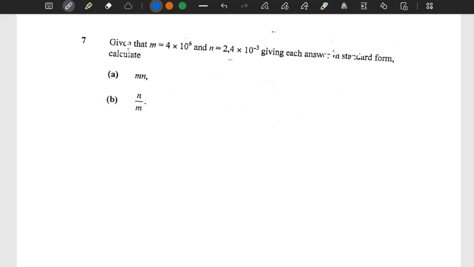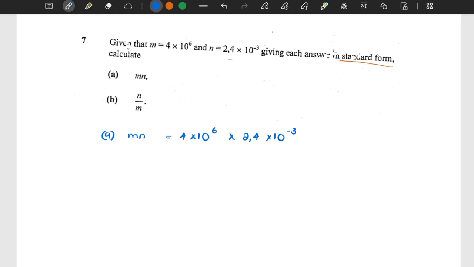Okay. The next question says, given that m is 4 times 10 to the power 6 and n is 2.4 times 10 to the minus 3, giving each answer in standard form. So that is key, standard form. Calculate mn. So this will also be covered in indices, but it was also covered in standard form. So mn just means m times n, which is 4 times 10 to the power 6 times 2.4 times 10 to the minus 3, right?